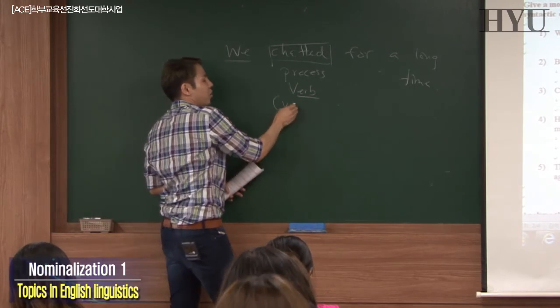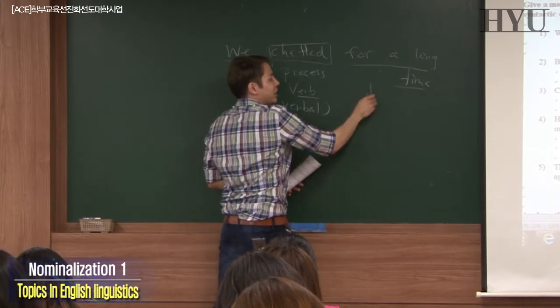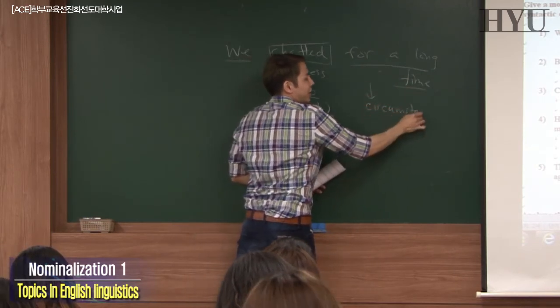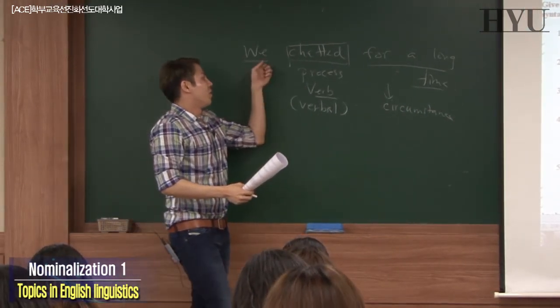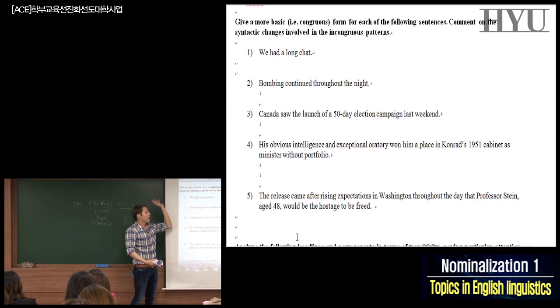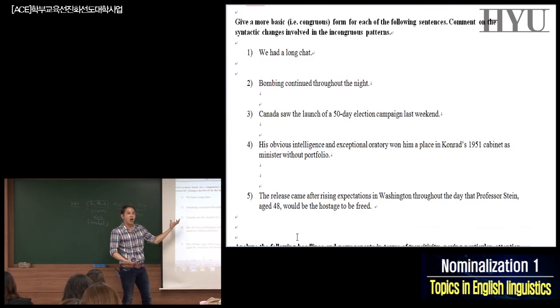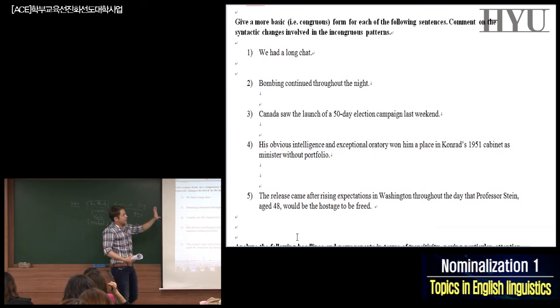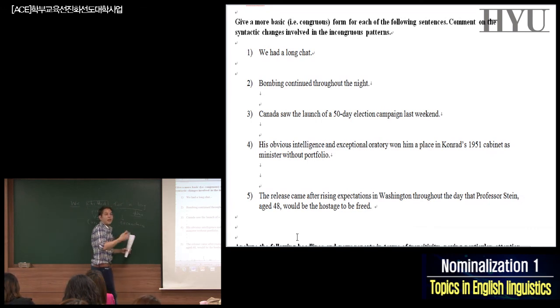And this is a verbal process too. And then for a long time, that's a prepositional phrase, so that's a circumstance, giving you extra information, right? So this is more basic, or more what we would expect, okay? Whereas this is in a different process and it means the same thing, but had here doesn't really have the meaning of possession, right? We had a long chat. It's not like I have a car or we have a car. Like we had a run, we had a swim. Had there doesn't indicate possession.